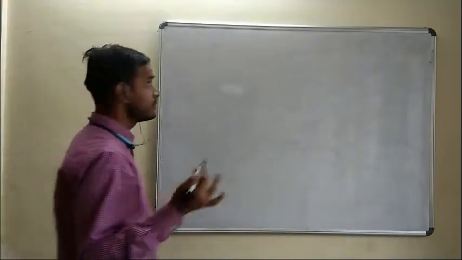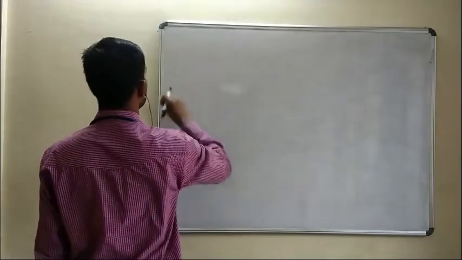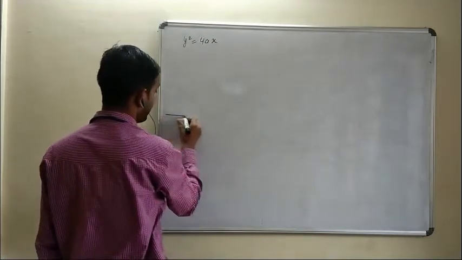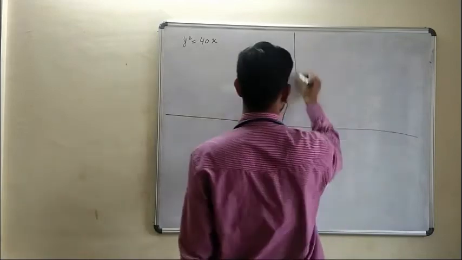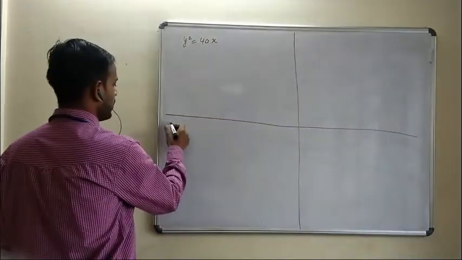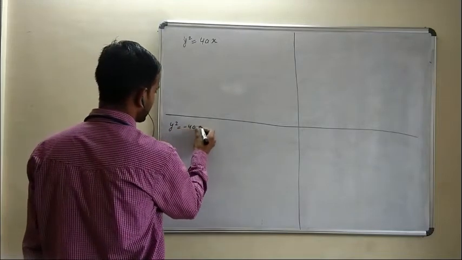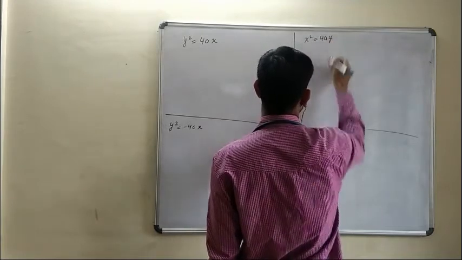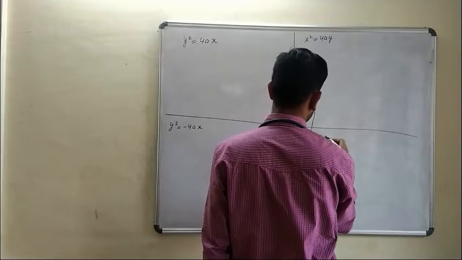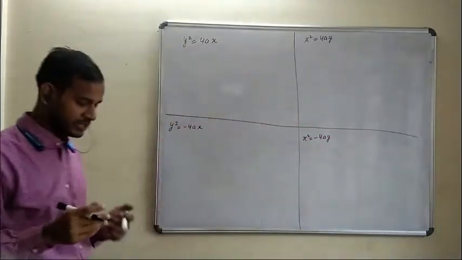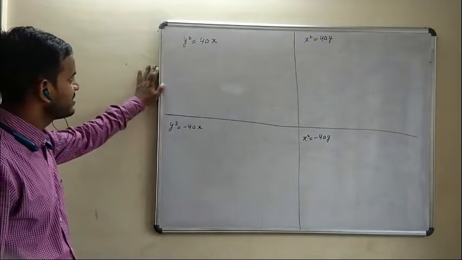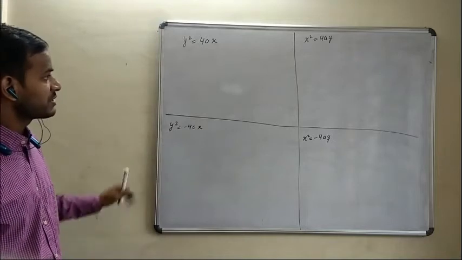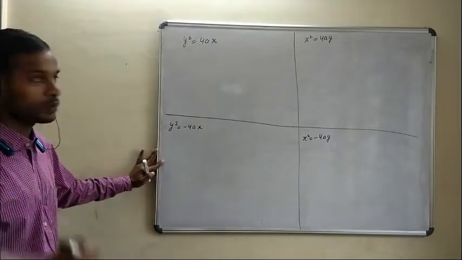Now we are going to see some more parabolas, standard ones. So we have seen y square equal to 4x, y square equal to minus 4x, x square equal to 4ay and x square equal to minus 4ay. Using the symmetry of parabola, we can see that there is not much change among these four equations.